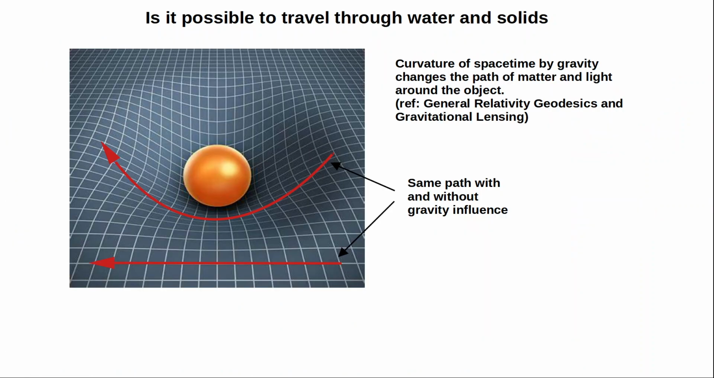Okay, now we're going to look at how the gravity curves space-time. So it's proposed that a strong gravity field output from the spacecraft would allow for transitioning and maneuvering in different mediums such as air, water, solids by curving space-time. This strong gravity field causes matter and light to follow the natural path in curved space-time. And we would reference general relativity, geodesics, and gravitational lensing in this case.